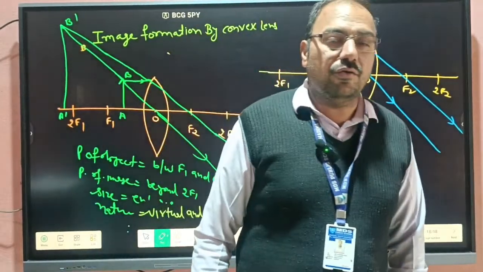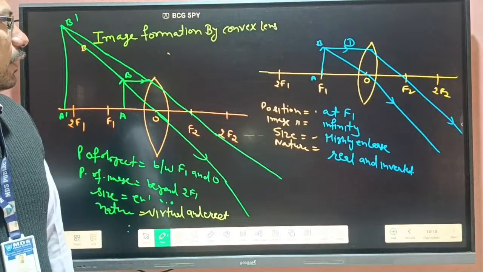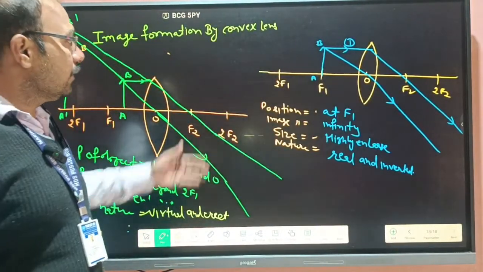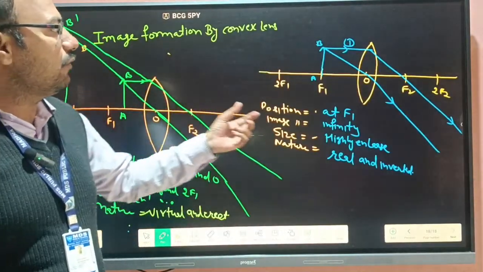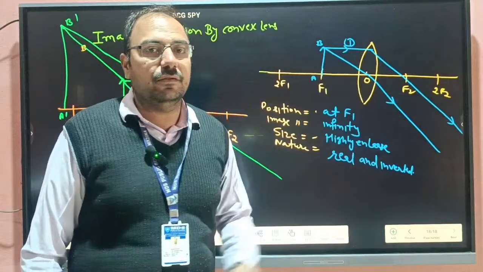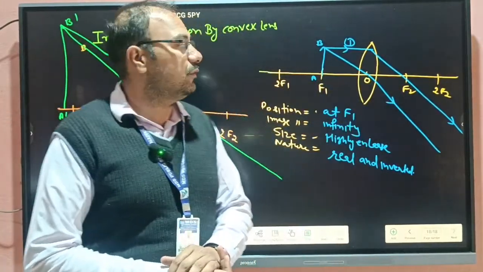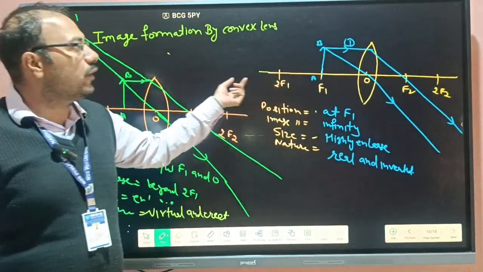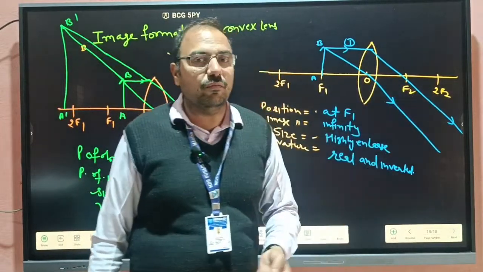Morning students. In the previous lecture, we studied image formation by the convex lens. There are different cases when we put the object at different distances from the optical center, so the image forms at different locations. For example, when we put the object beyond 2f1, the image forms between f2 and 2f2.